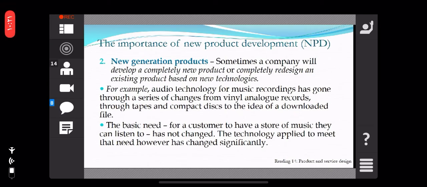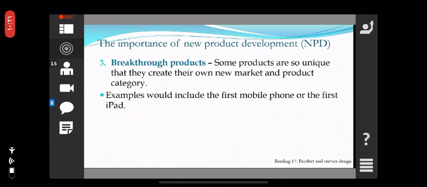So the basic need for a customer to have a store of audio or video files they can listen to, they can watch, has not changed. It has remained the same. The technology applied to meet that need, however, has changed significantly. So this basically means that the needs or wants remain the same, but technology came and changed the product or services. We call it a new generation product.